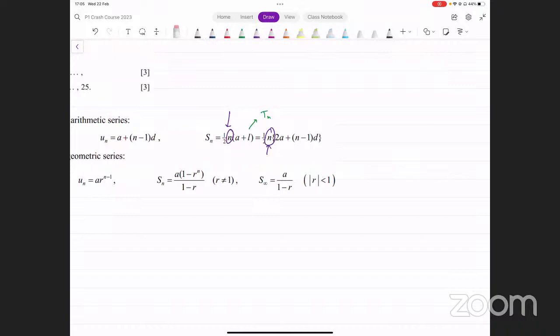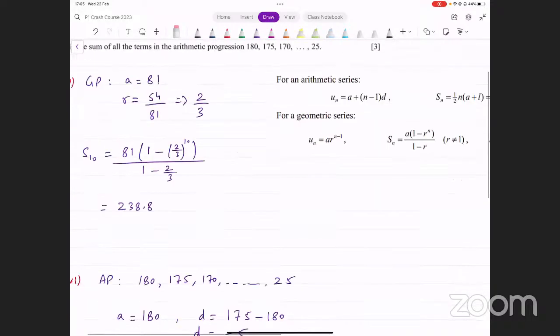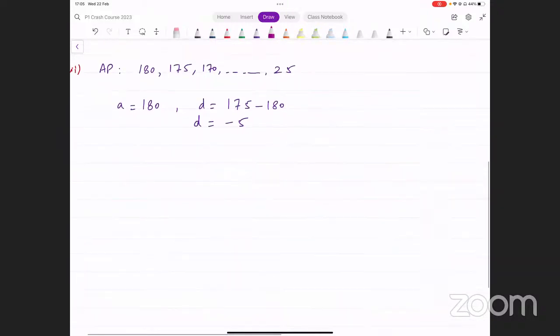All right. So how do you figure out the value of n? You can think of it like this. You can say, we have an AP. The first term is 180. The second term is 175. The third term is 170. And then the nth term is 25. Now, do we have the term formula for a GP that looks like this? It's given in the formula sheet as well.